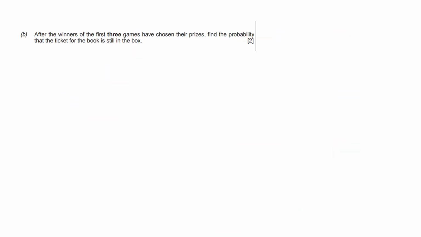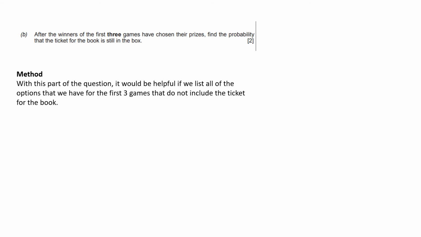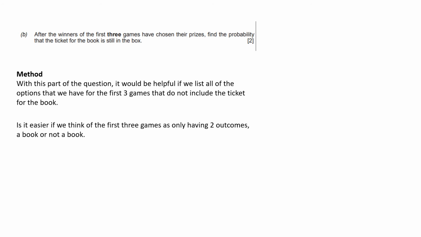Now, as you can see, for part B of the question, it says the winners of the first 3 games have chosen their prize. Find the probability that the ticket for the book is still in the box. With this part of the question, do we list all the options we can have for the first 3 games that do not include the ticket, or is there an easier way? Well, it is easier if we think as we want either the book to be chosen or we do not want the book to be chosen.